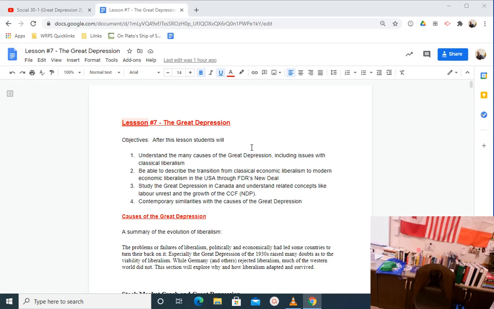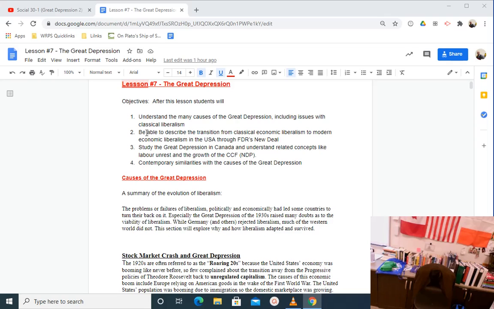In Great Depression Part 3, we're going to lean heavily on the actual online document and see what our objectives are. We should understand the many causes of the Great Depression, including issues with classic liberalism. So again, maybe the issue is that it's based upon the assumption that mankind's rational, that self-interest will unlock some kind of sustainable growth, and that if there is a correction, the correction will be temporary. But that assumption was wrong, because the correction that began in 1929 still existed in 1932, and therefore, during the election, there was a promise of a New Deal.